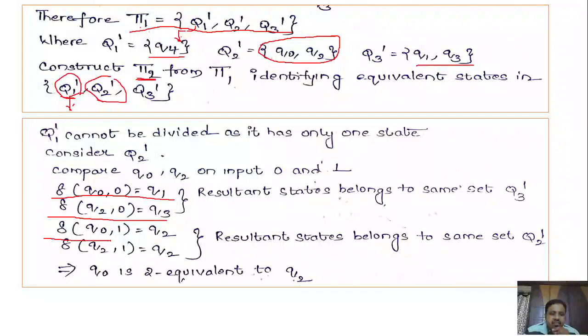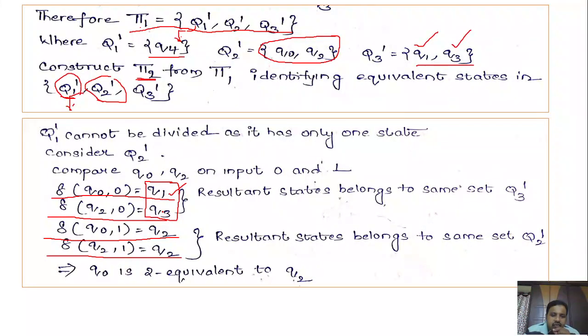Next, delta of q0 comma 1 is q2, delta of q2 comma 1 is q2, non-final states, right? So here observe, when you perform the transition function, if you get non-final states, those non-final states must be members of the same set. Here delta of q0 on 1 means q1, a non-final state, so it is a member of state set q3, right? Similarly, delta of q2 comma 0, what did you get? q3. So it is also a member of the same set q3, right?